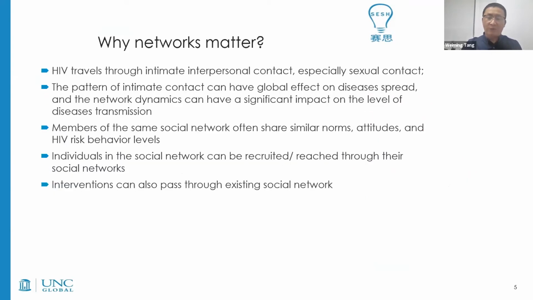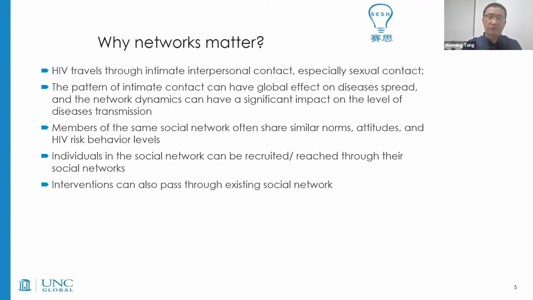So why do we want to talk about social network intervention, and why does social network matter? Actually, HIV transmits through the social network, through the contact between different people, for example, through sexual contact and through drug sharing. The patterns of intimate contact can have a global effect on disease spread, and the network dynamics can have a significant impact on the level of disease transmission. I think COVID-19 would be a great example of this.